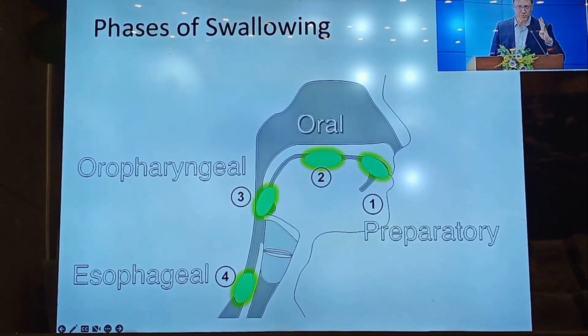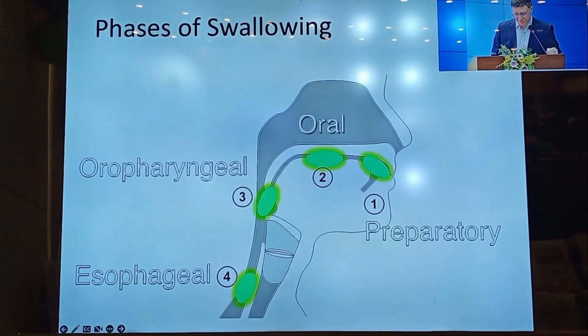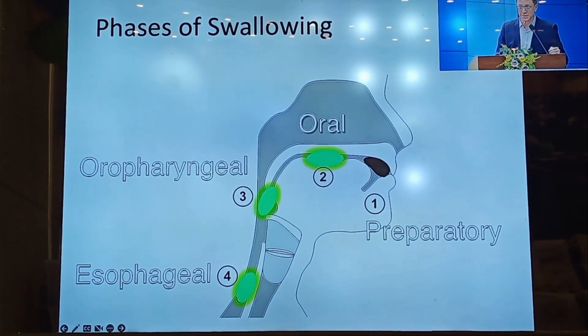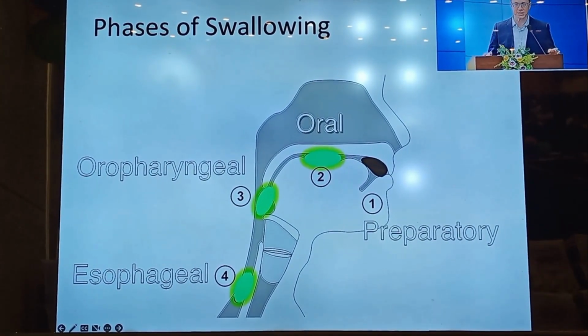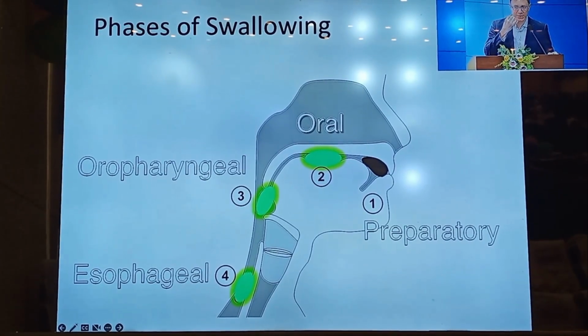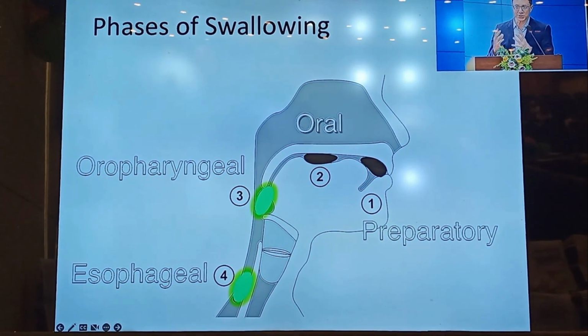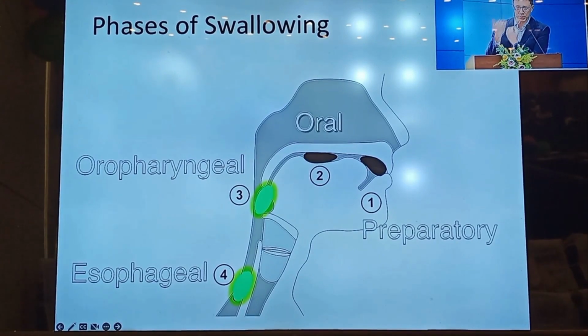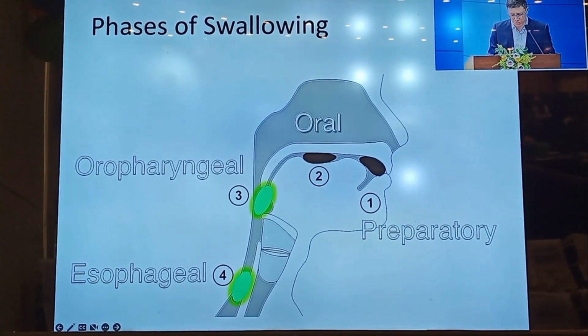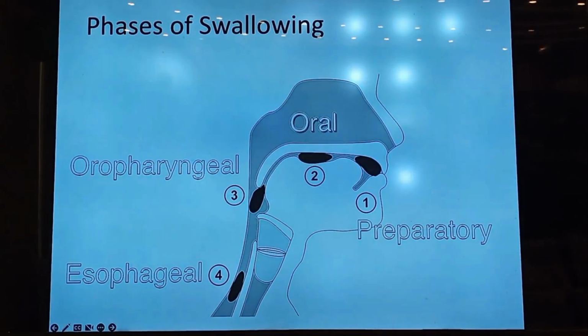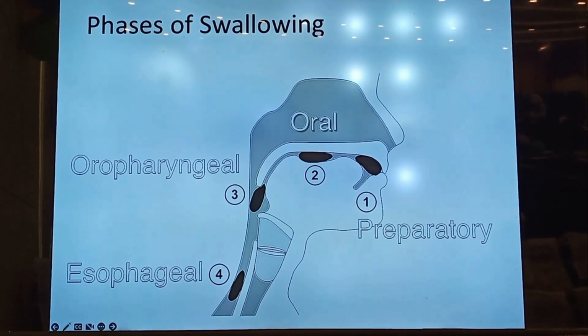There are 4 phases during swallowing. The first phase is the oral preparatory phase, and this is where we put food into our mouths and we chew it. The second phase is the oral phase, where we use our tongue to manipulate the food bolus back to the back of the throat. The third phase is the oropharyngeal phase. And the fourth phase is the esophageal phase, where food goes down the esophagus into the stomach.